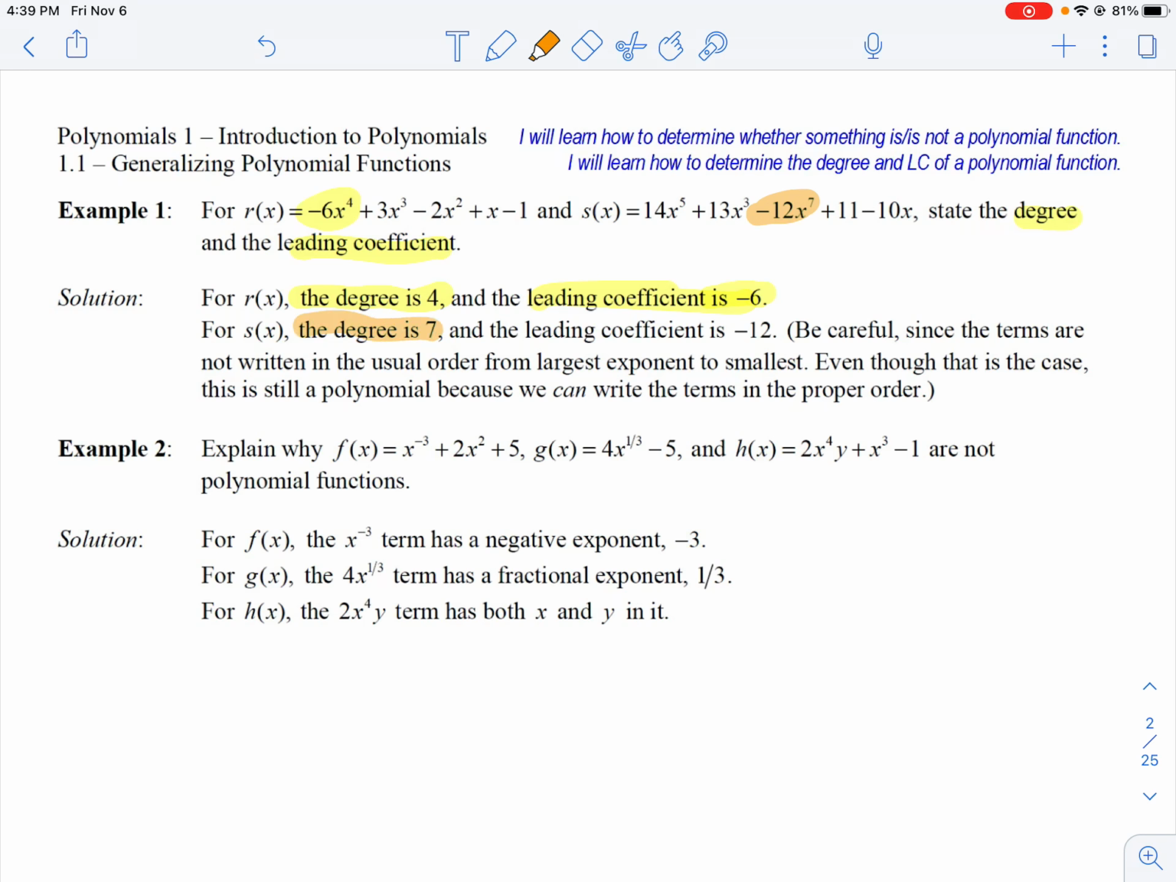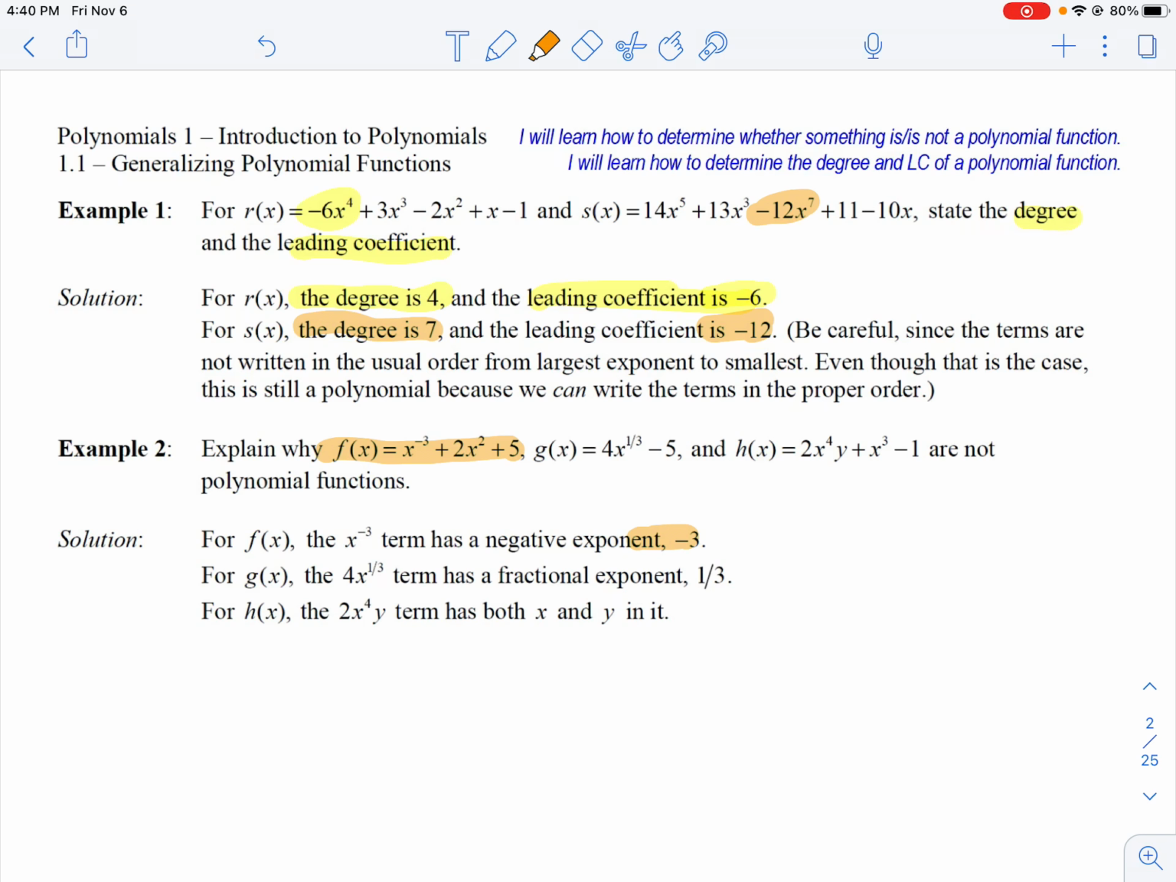Moving on. g of x. What is wrong with g of x? g of x does not have a negative exponent, but it has a fractional exponent. It has a 1/3. And remember, for it to be a polynomial, the exponent must be a non-negative integer. So this is not a polynomial function because it has a fractional exponent. Moving on to h of x: 2x to the power of 4y plus x cubed minus 1.